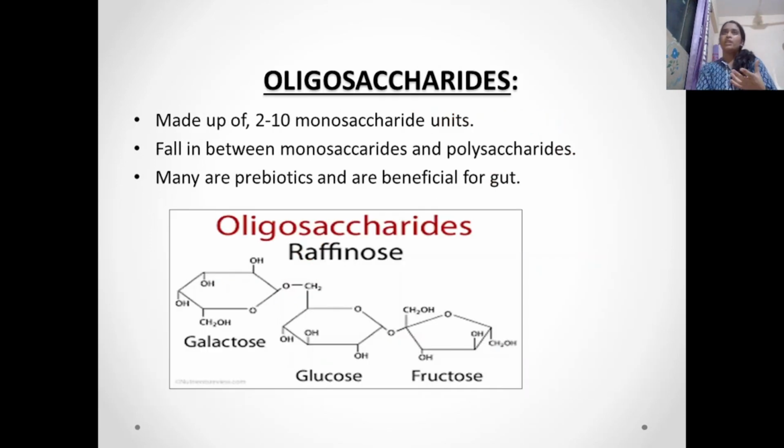Then the first type of complex carbohydrate is oligosaccharides. Oligosaccharides are the carbohydrates which fall between the two types of carbohydrates, that is monosaccharides and polysaccharides. Because these oligosaccharides are made up of 2 to 10 monosaccharide units, they serve as prebiotics and are beneficial for the gut too. An example of an oligosaccharide shown here is raffinose. Raffinose is made up of three monosaccharide units, that is galactose, glucose, and fructose.